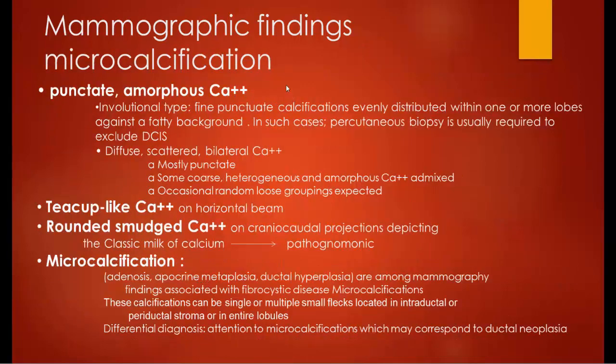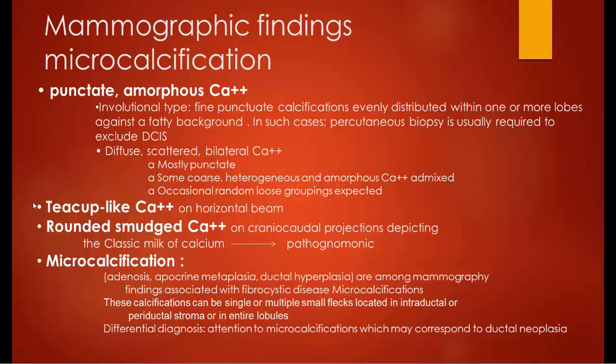Another mammographic finding in fibrocystic change is microcalcification. Calcification takes various shapes and presentations. Punctate amorphous calcification is most common. Involutional type: fine punctate calcification, evenly distributed within one or more lobes against a fatty background. In such cases, percutaneous biopsy is usually required to exclude ductal carcinoma in situ. It may be diffuse, scattered bilateral calcification, mostly punctate, some coarse heterogeneous amorphous calcification, occasionally random loose groupings expected. Punctate amorphous calcification.